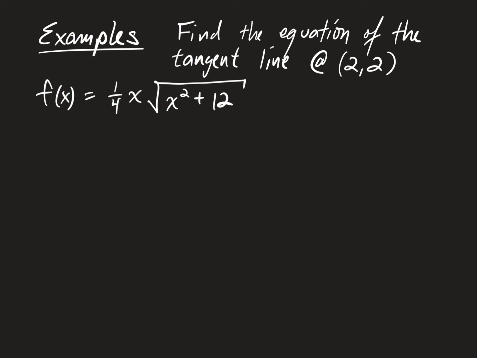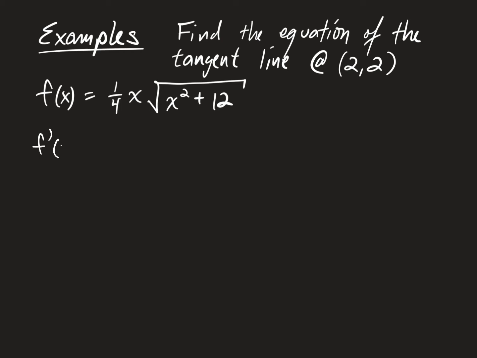Okay, back to an easier example. Let's find the equation of a tangent line. Haven't done that in a while. Let's find the equation of a tangent line at 2, 2 for this function. So with this function, we can see that it's 1/4 x times this. So I'm pretty sure we're going to have to use a product rule here. So let's go ahead and write out the product rule, and I'm going to write it out a little bit differently than I normally do.